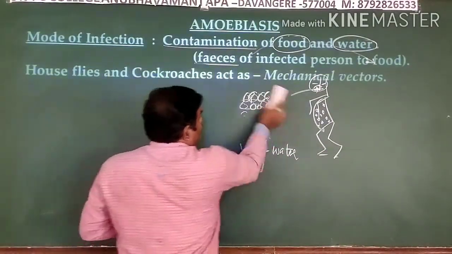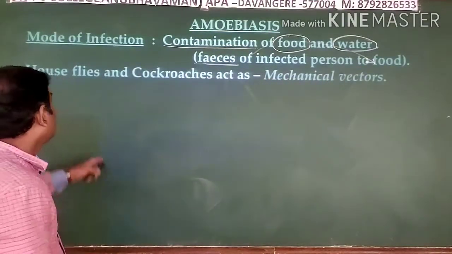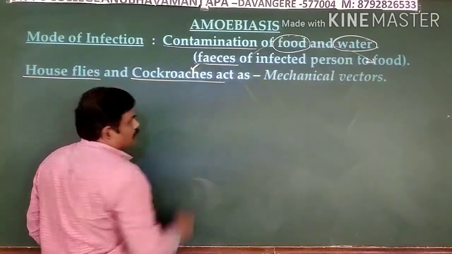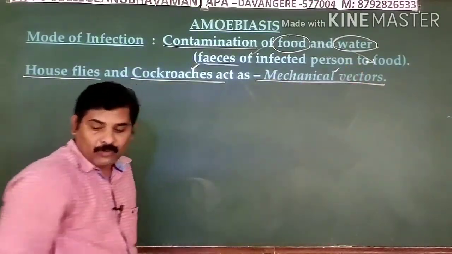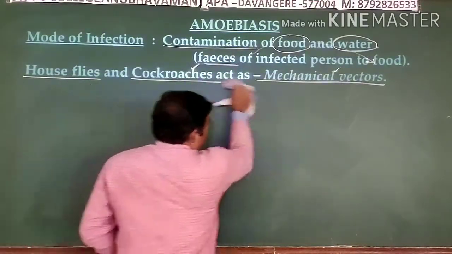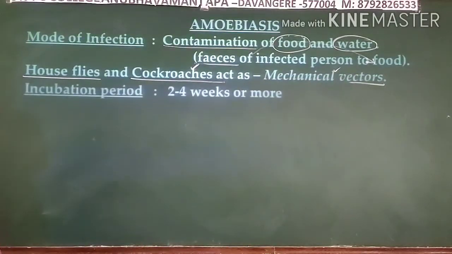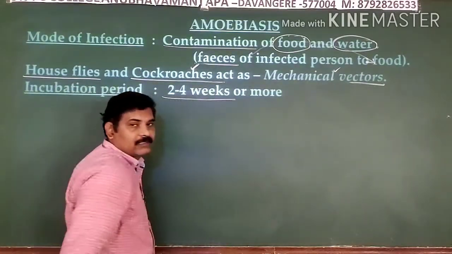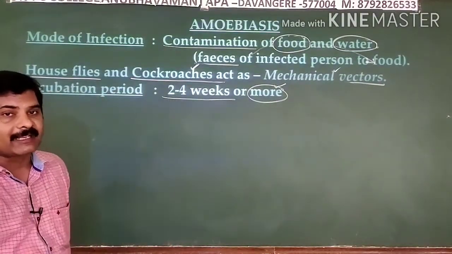Just now, as I said, there are certain mechanical vectors which help in the transmission of this. These mechanical vectors include houseflies as well as cockroaches. These two act as mechanical vectors that help in the transmission of this disease-causing infective stage. As I said, the incubation period ranges from 2 to 4 weeks. In some cases, it is more than 4 weeks.